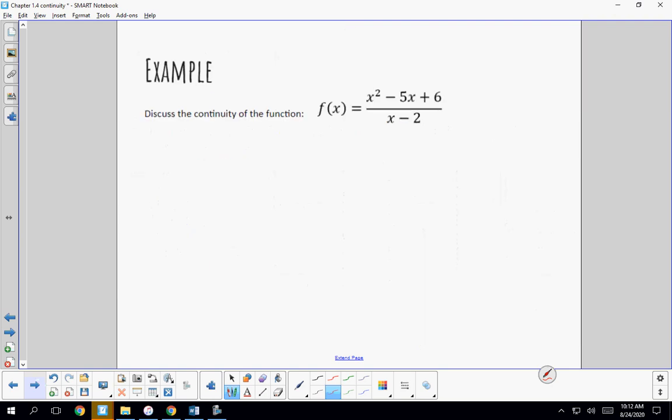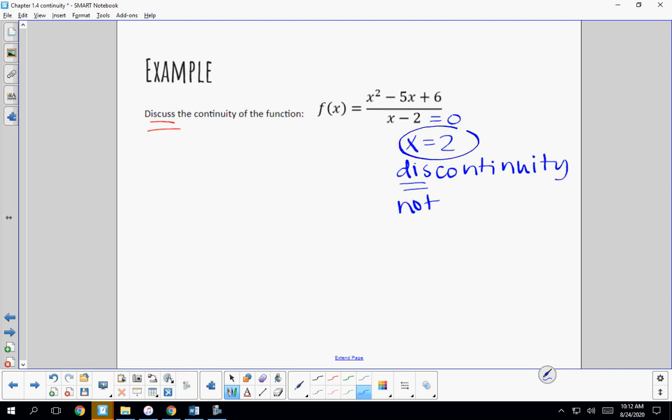So our example is just going to say discuss. We have to check every single point, and obviously we can't. We know in a rational expression, we really do not like when the bottom is 0. So here, at x equals positive 2, we have some type of discontinuity. That means not continuous. So this means it's not continuous right at 2. We have to pick up our pencil.